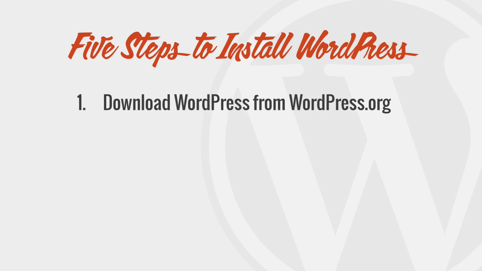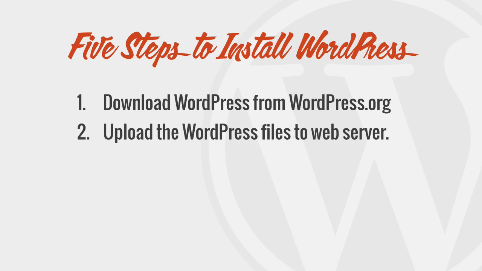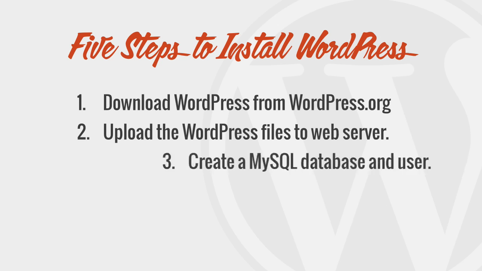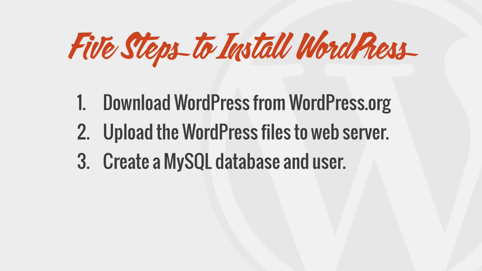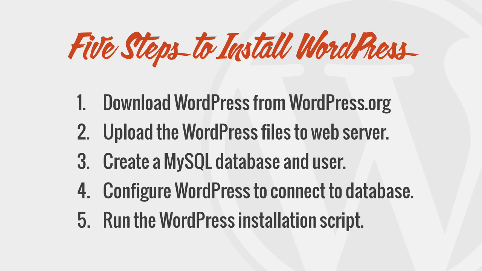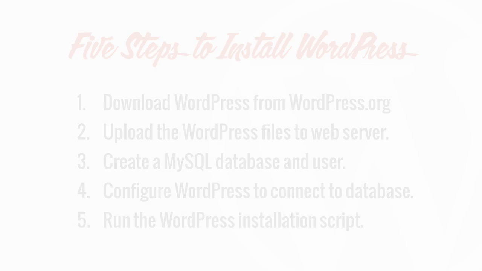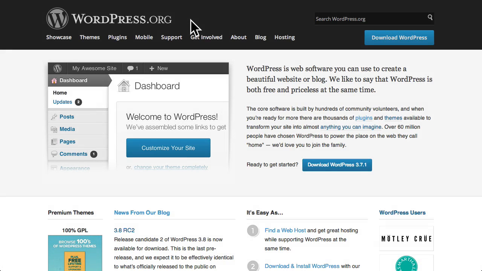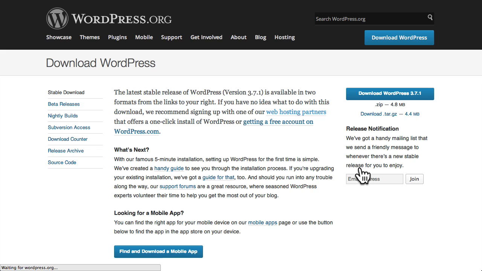First, we'll download the latest version of WordPress from wordpress.org. Then we'll upload those files to our web server using FTP. Third, we'll create a MySQL database and user for WordPress. Then we'll need to configure WordPress to connect to our newly created database. And last, we'll complete the installation and set up our new website. So let's get started. First, let's download and unzip the latest version of the WordPress software from wordpress.org.